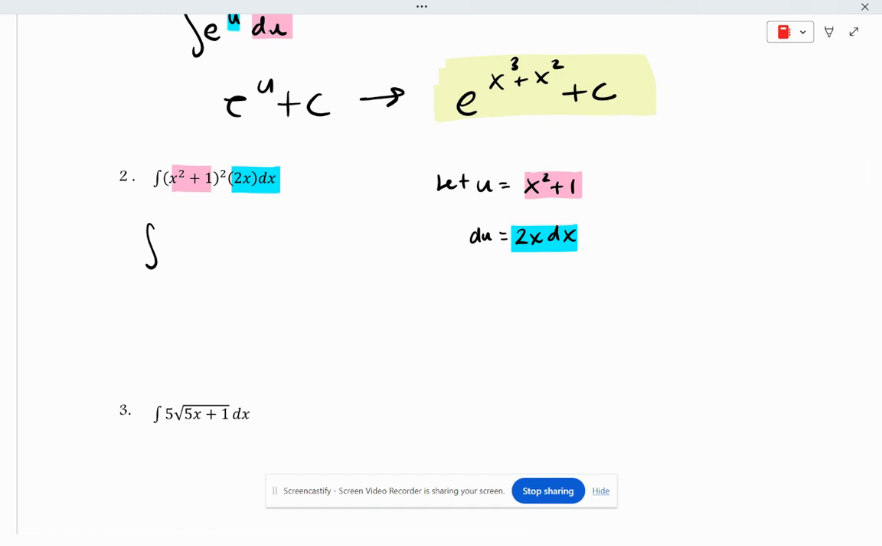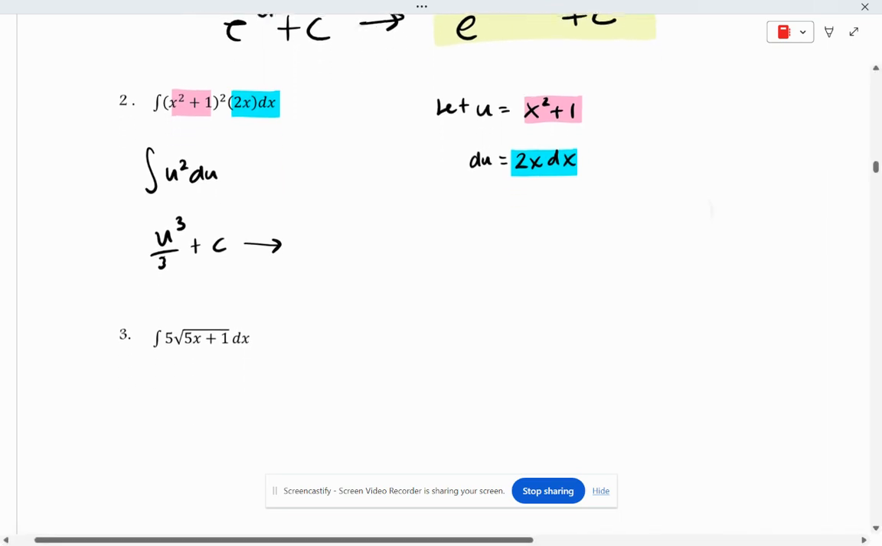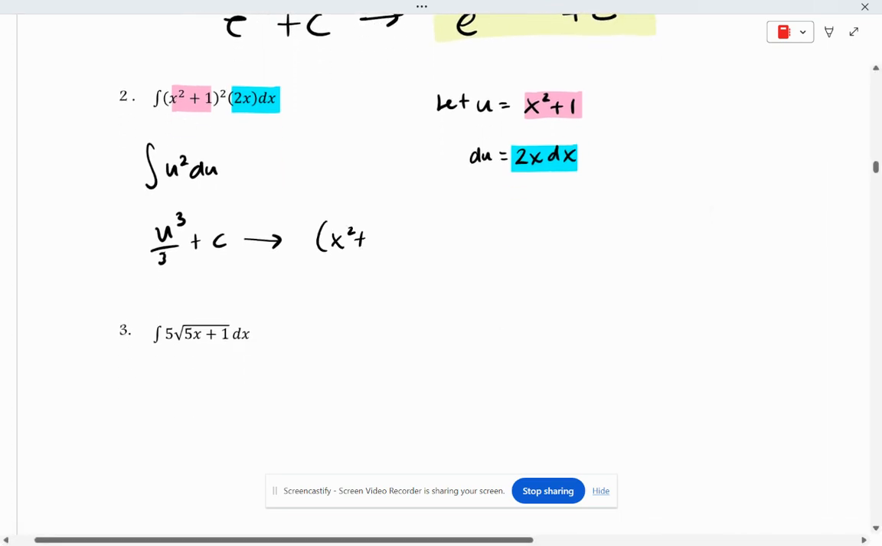Good job. U squared du. Don't forget your du's. Don't forget your dx's. Let's integrate. And then now we need our answer in terms of x's. So we're going to go ahead and substitute back in. x squared plus 1 to the third over 3 plus c.